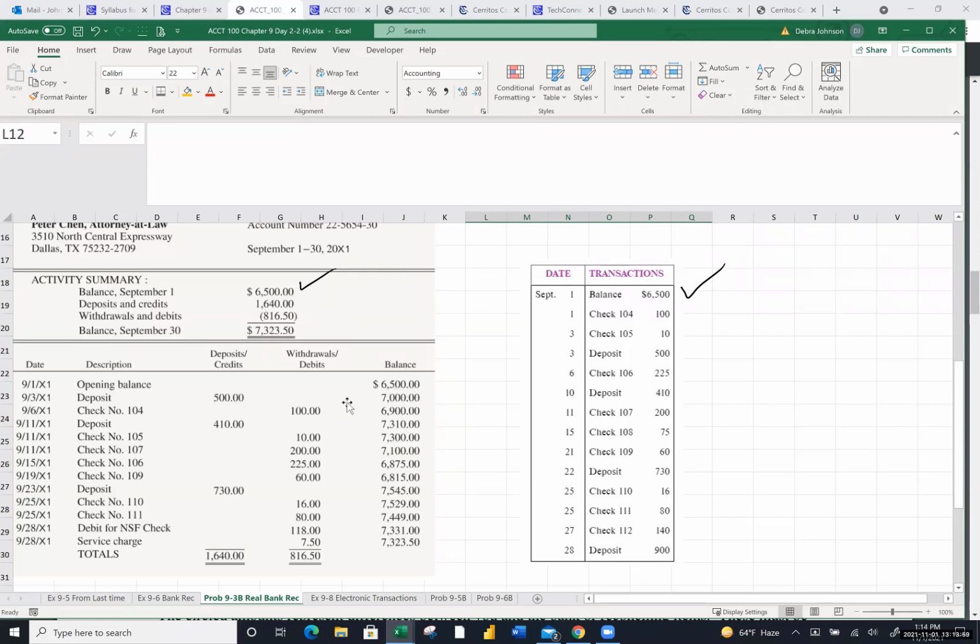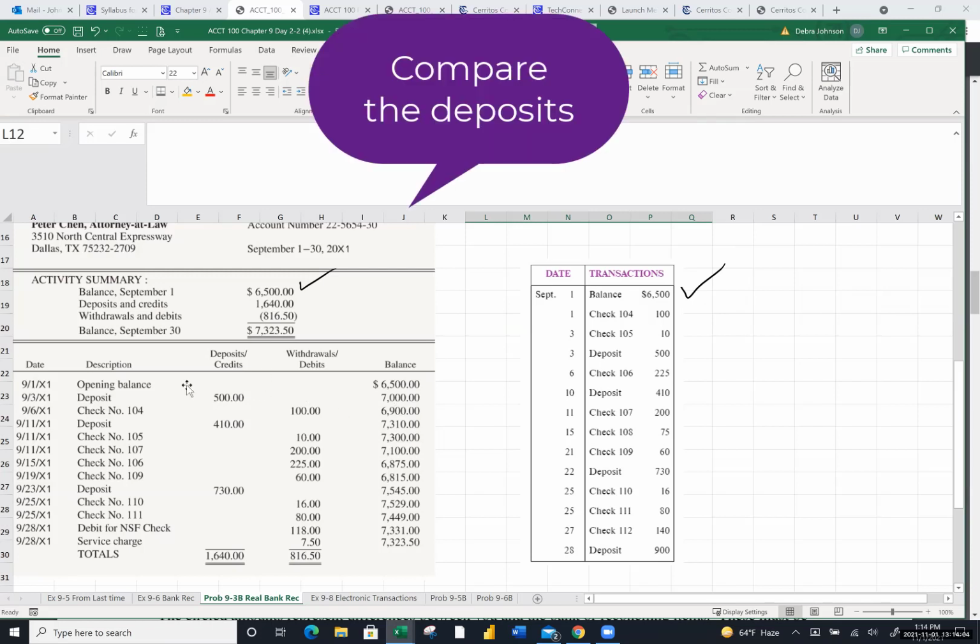Step number 2 on that handout, check out the deposits. For example, here's the bank statement and there's a $500 deposit. Do you see that on your records? And I do. So I'm going to check them off. 500, 500. The next deposit I see is 410. Do you see a matching one on our records? There it is. Check it off. And this last one, $730, it is there also. So we've checked off those deposits.